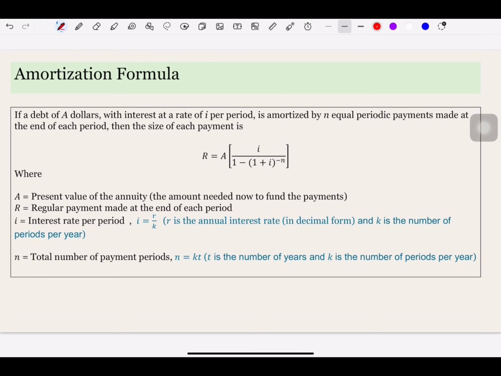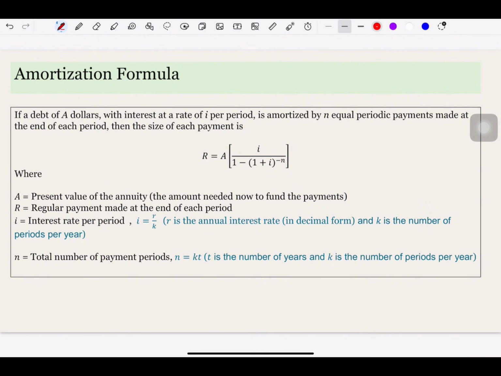Okay, so in this video, we are going to talk about a concept you'll definitely use in real life, the amortization formula. Whether you're taking out a car loan, student loan, or mortgage, this formula helps to determine the fixed payment you need to pay off the loan over time. Okay, so this is the concept of this formula.